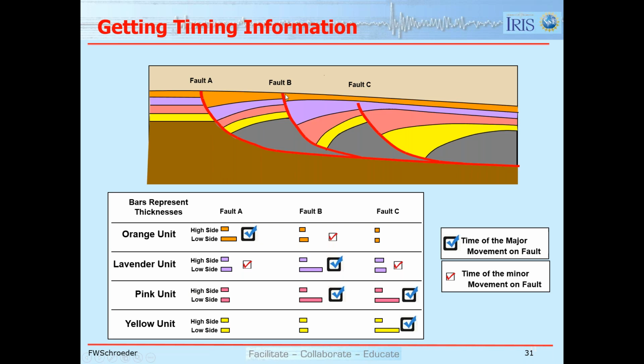Similarly, for fault B, the main fault movement is at purple and pink time, nothing at yellow and just a little bit at orange. And for fault C, the big fault movement is yellow and pink time, where I see big changes in yellow thickness, high side to low side, and pink thickness, high side to low side.